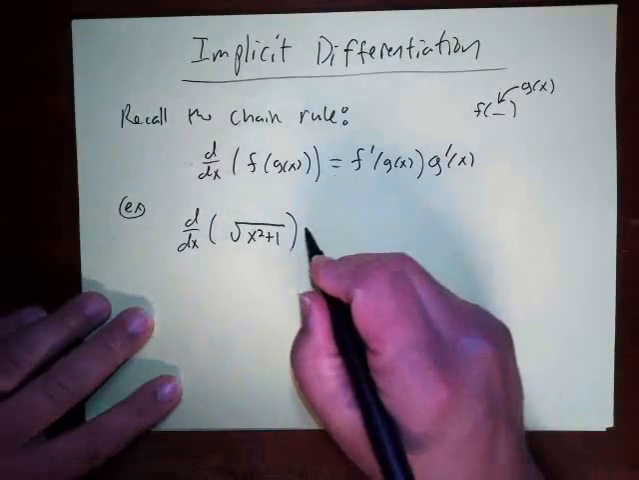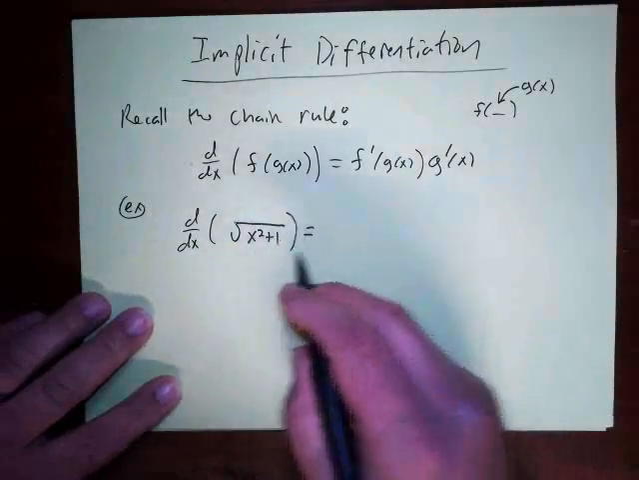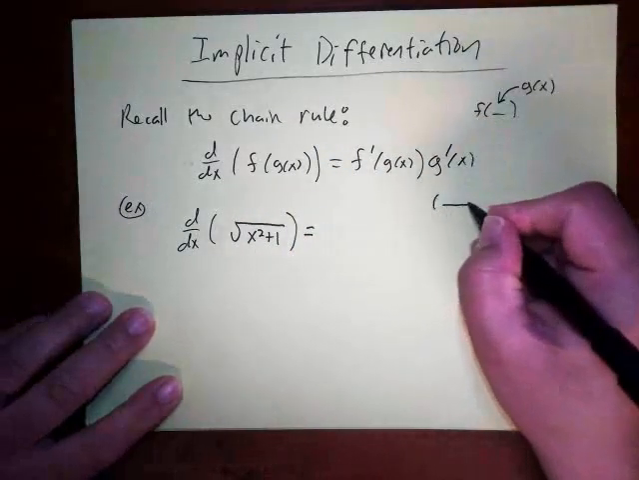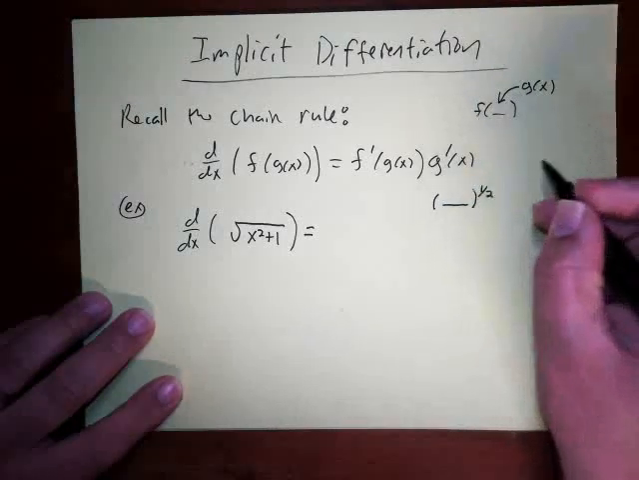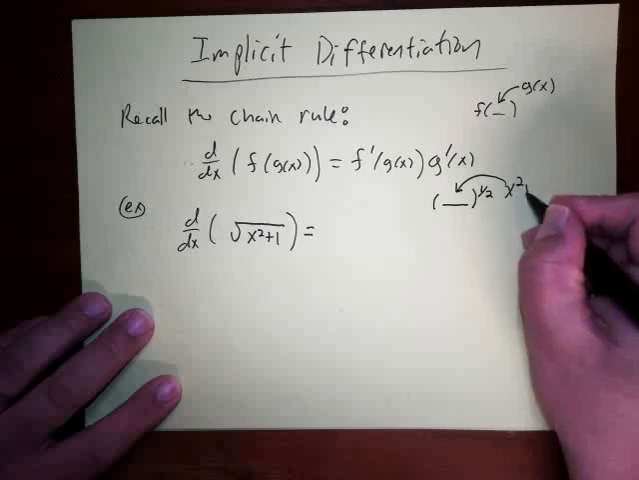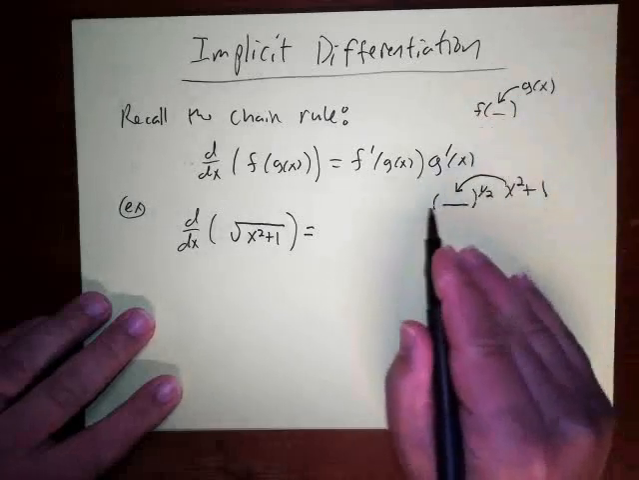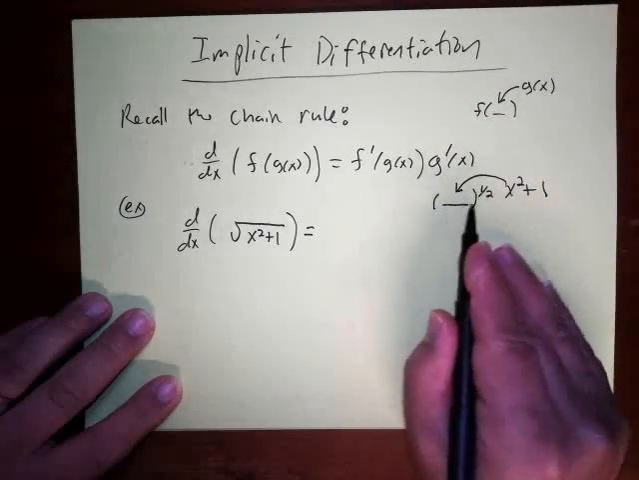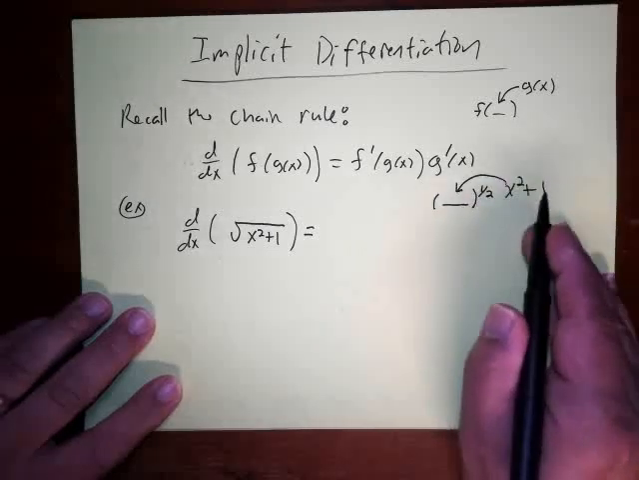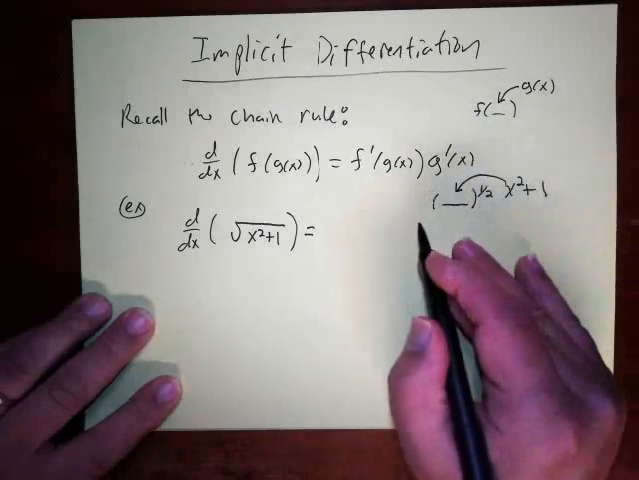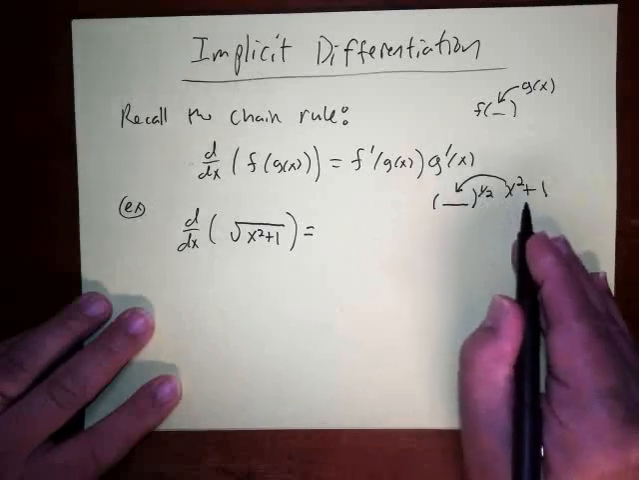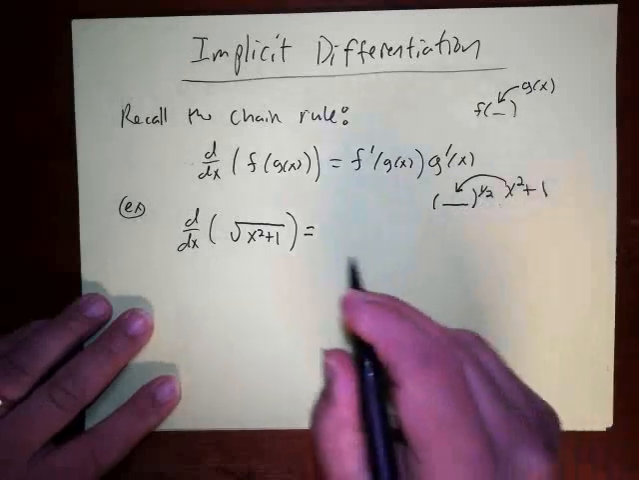So the way that I would use it here is we have our outside function, the square root of x, which I could write as a power, to the half power, and inside of that I have x squared plus 1. So the square root of x, or x to the half power, is the outside function, the f of x. Inside that is x squared plus 1. That's our g of x. So I take the derivative of the outside function, bring the 1/2 down, subtract 1, evaluate it at the inside function, and then multiply it by the derivative of the inside function.